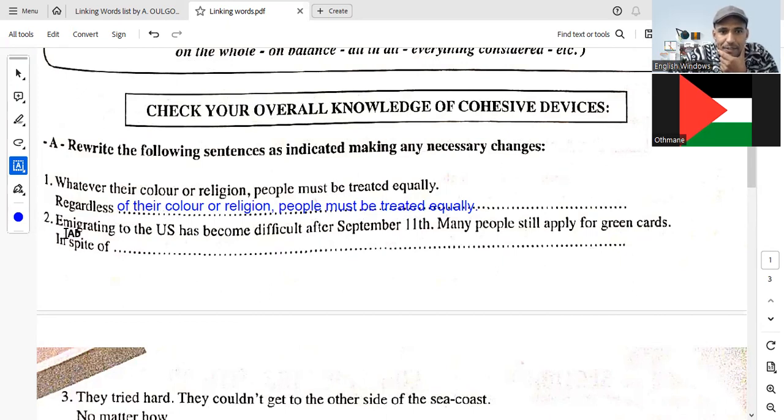Okay, now let's move to number two. Immigrating. So we need here... So we got many people still apply for green cards. Even though immigration to America became difficult after that time, we have many people who still apply for green cards, who pay for the green visa.